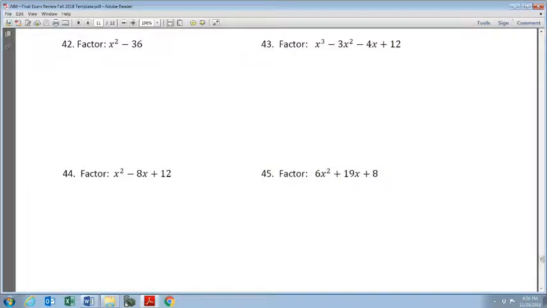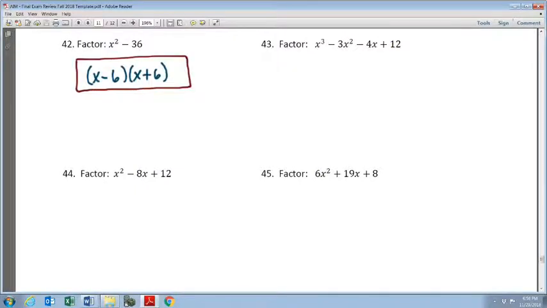Alright, so starting on number 42, we're going to be doing some factoring here. Notice on 42, x squared minus 36, that's a difference of squares. So we know we can factor that as x minus 6 times x plus 6. And let's look at number 43.